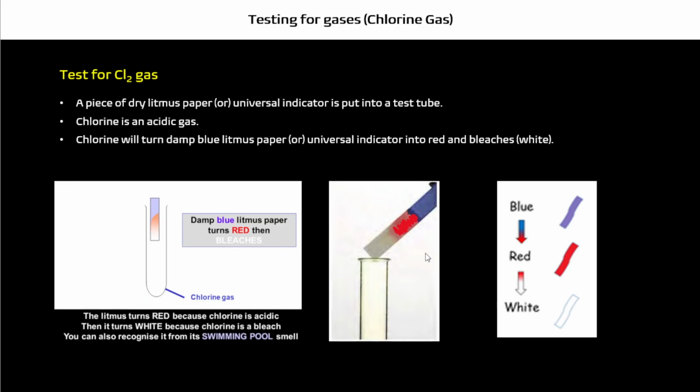So the test for chlorine gas. What we would do is put a piece of damp litmus paper or universal indicator into a test tube, and chlorine, since it is an acidic gas, will turn the damp blue litmus paper or universal indicator red, and afterwards it will bleach the litmus paper. So the keywords that you should definitely include in your answer are damp litmus paper, and then it will turn it red first, and then it's going to bleach. Okay, so it's important that you include all three of this information in the test for chlorine gas. And chlorine is able to turn blue litmus paper red because it is an acidic gas.